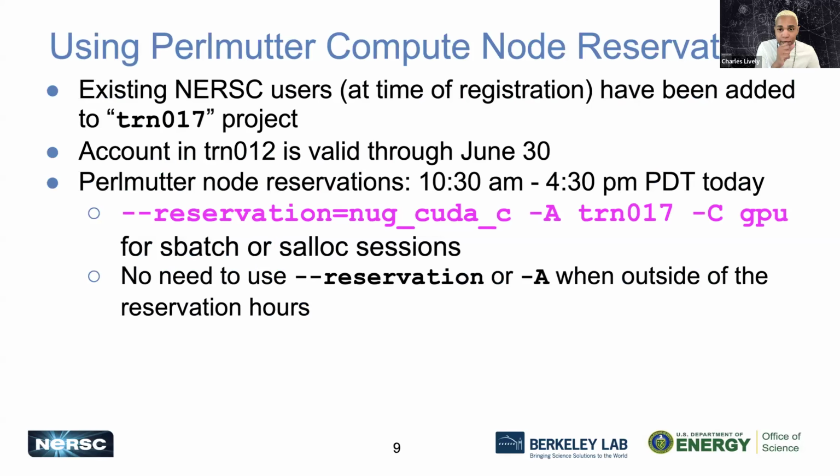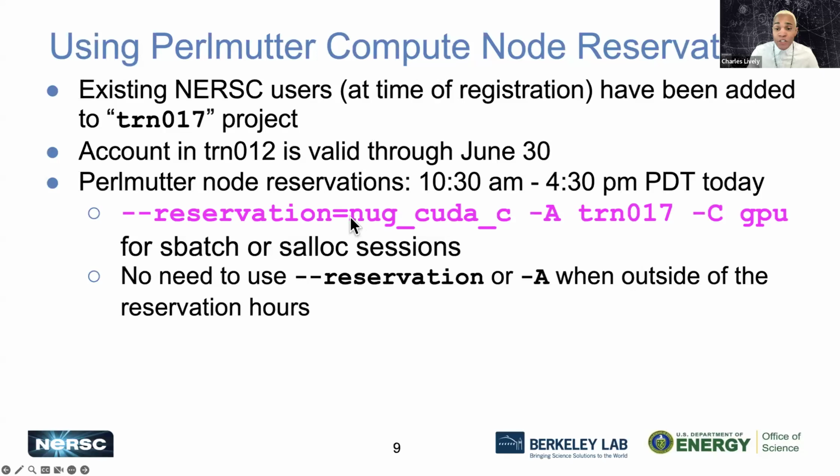So if you're an existing NERSC user, then you should be added to TRN017. If you're not a NERSC user and you did not apply for a training account, please make sure you do that today for part two. Unfortunately, if you don't have a NERSC account and you did not apply, we will not be able to approve you during this session, but it'll be valid for part two as well at the end of August.